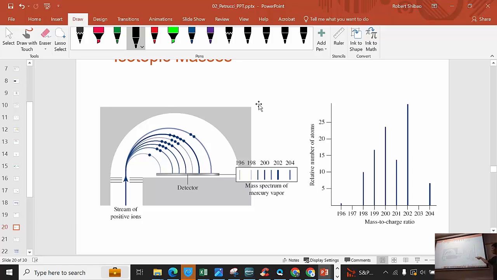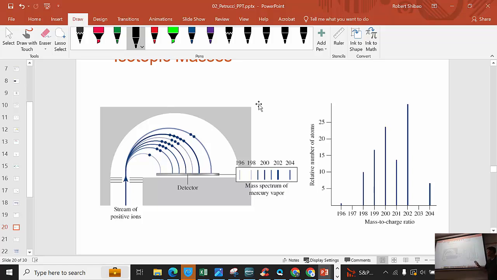But which one of these is the most abundant? It looks like the one at 202 is the most abundant. So this would be what we call a mercury 202 isotope. It's going to have a mass around 202. Its mass number should be about 202 because the protons and neutrons make up the bulk of the mass of the atom. And so this is it here. This is the most abundant.